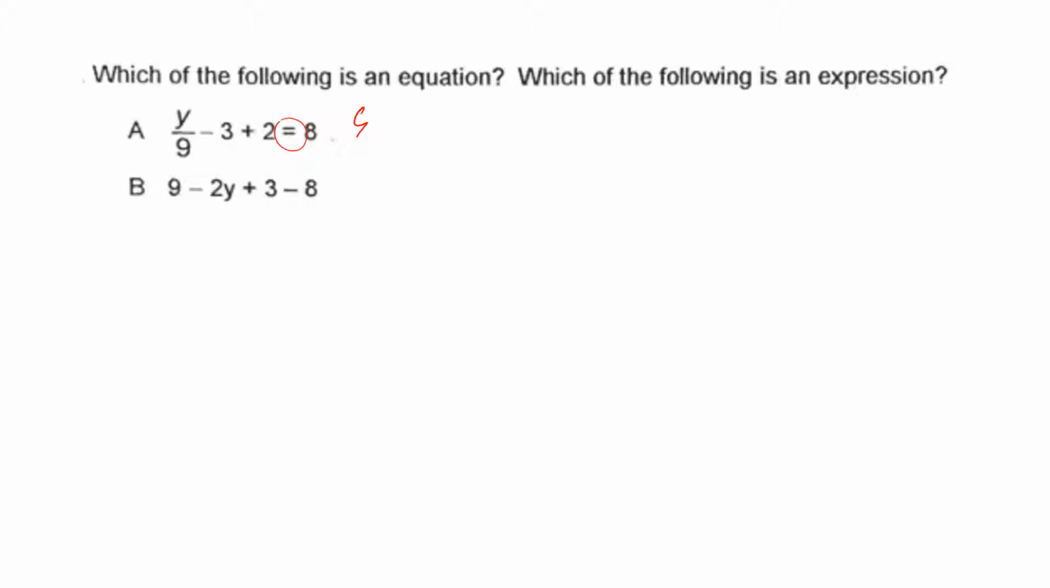So this is the equation. That's the equation. And I don't see an equal sign here. So this is the expression. It's as simple as that. So when you're looking on the test, look for these right here, and that will tell you that the whole thing is an equation. Otherwise, if it doesn't have that, it is an expression.